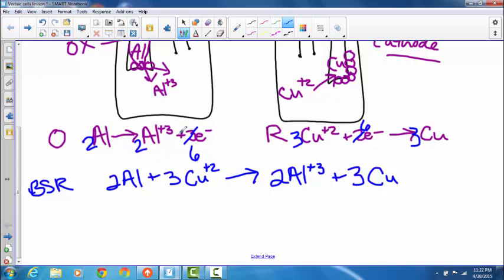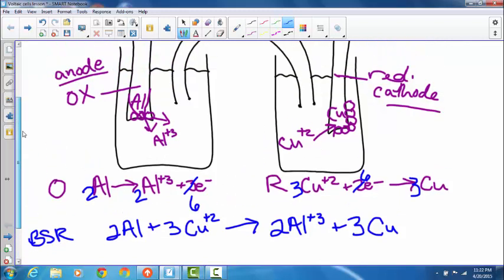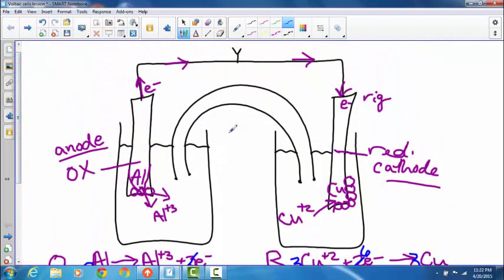So I figured out the oxidation. I figured out the reduction. I have a balanced skeletal reaction. If I go back to my drawing, I have a spontaneous reaction occurring because aluminum is higher on table J and it's being oxidized. So I just want to remind myself, this is the one that was higher on table J. The electrons move through the wire, and I drew arrows to show the electron movement.